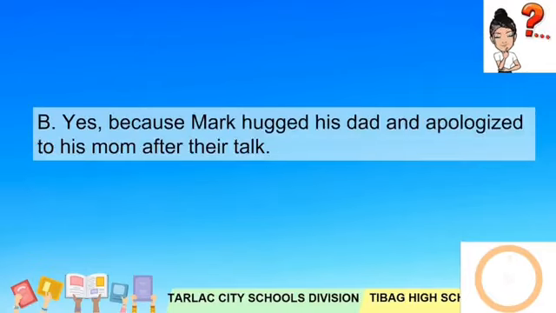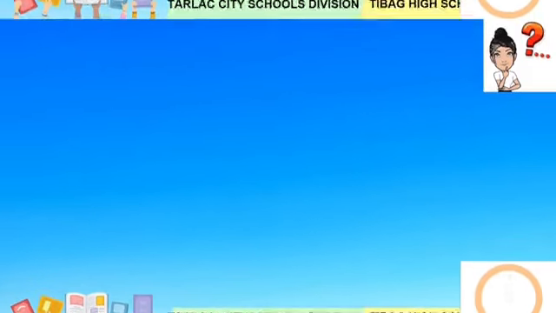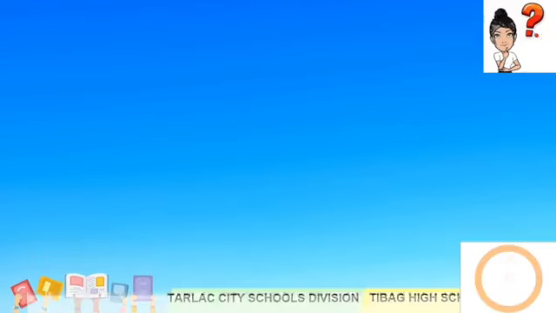And the right answer for number 6 is letter B. Yes, because Mark hugged his dad and apologized to his mom after their talk. Congratulations! Let's now proceed to number 7.